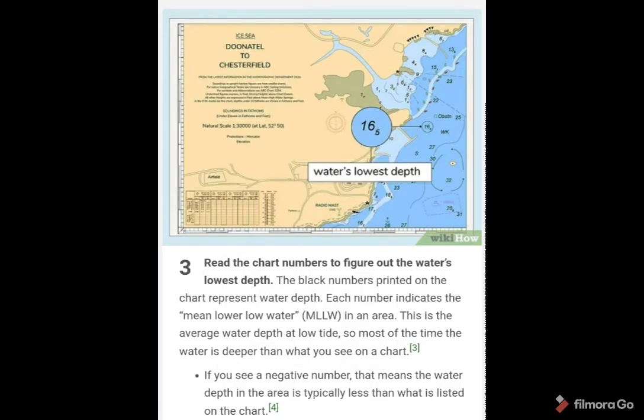Third, read the chart numbers to figure out the water's lowest depth. The black numbers printed on the chart represent water depth. Each number indicates the mean low water, or MLW, in an area. This is the average water depth at low tide, so most of the time, the water is deeper than what you see on charts.